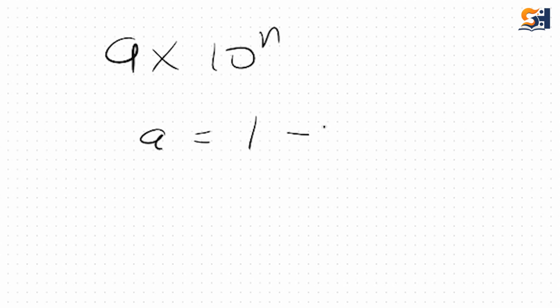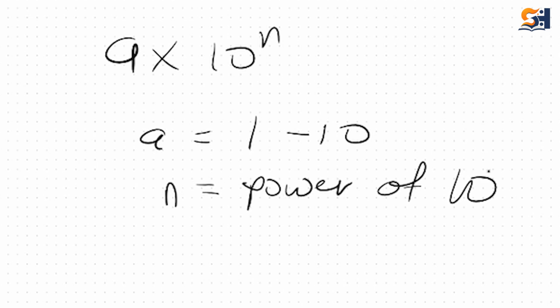1. The standard form rule. In the Scholars Hub, we follow a simple formula for standard form. A times 10 exponent n. A must always be a number between 1 and 10. It can be 1, but it must be less than 10. N is the power of 10, which tells us how many places we moved the decimal point.